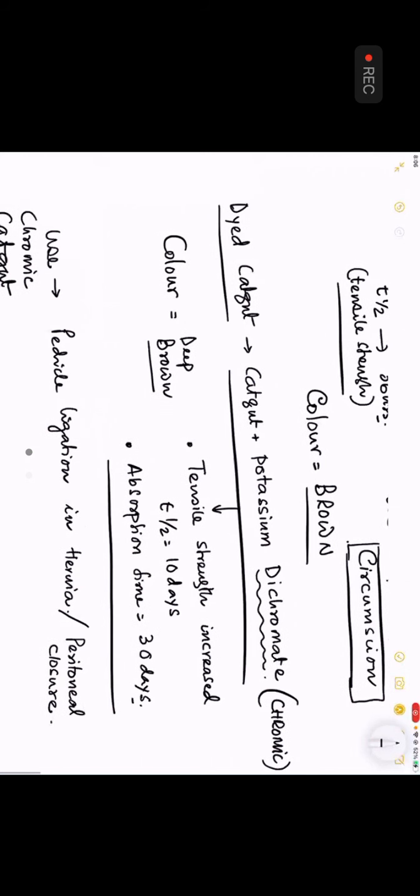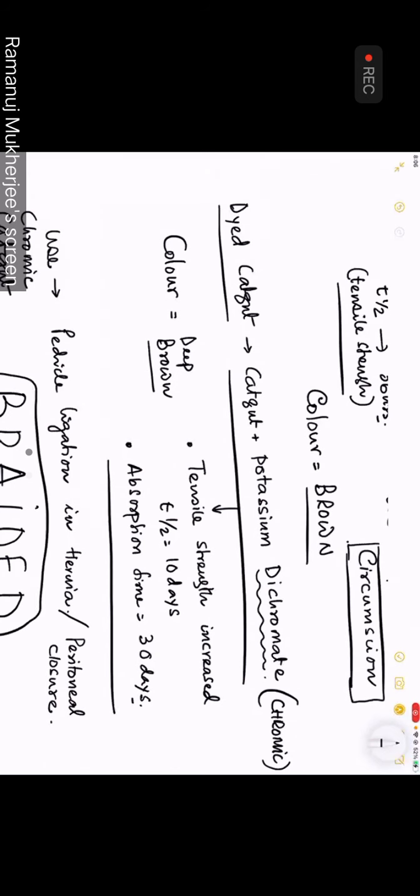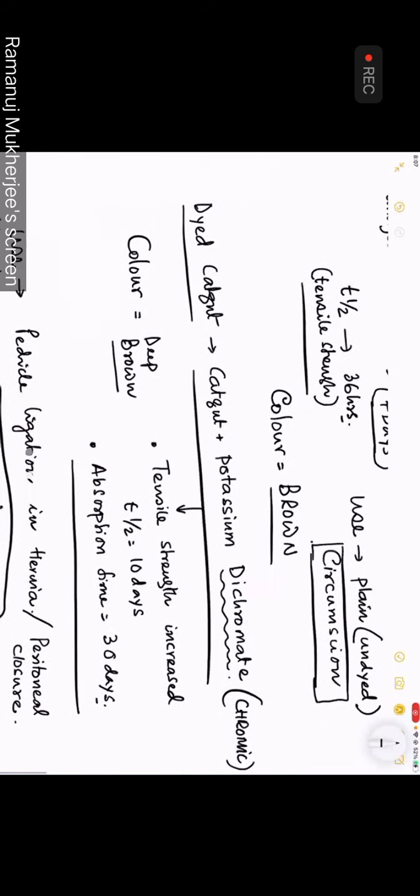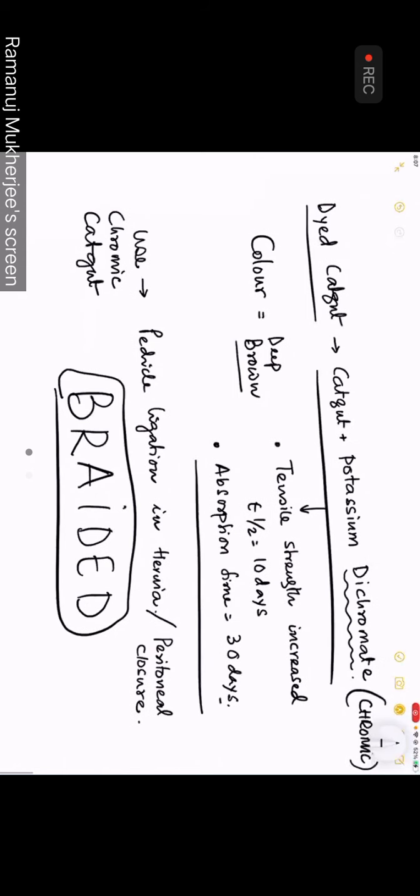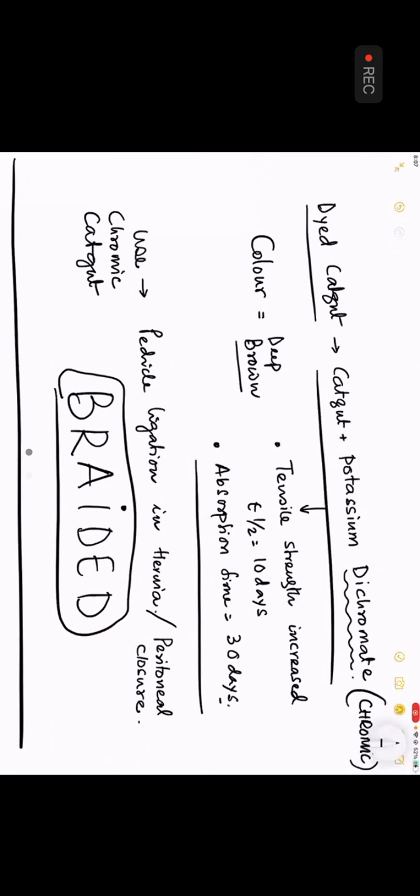This is the main point. Catgut, as I have said before, is a braided suture. I am going to show you pictures, don't worry. Please tell me when you have completed. Done, sir. Come to the arena of synthetic sutures.